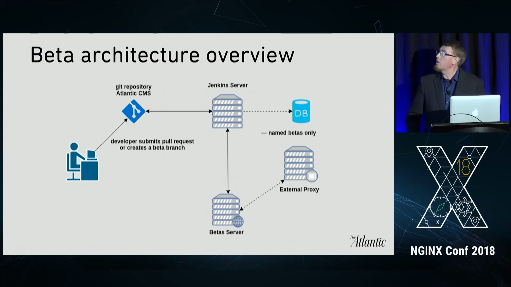So here's the beta's architecture overview. A developer submits a pull request or creates a beta branch, and that in turn kicks off a Jenkins build. The Jenkinsfile executes different scripts depending on whether that beta is a regular pull request or a long-running feature branch. We'll get more into the details of all this later.